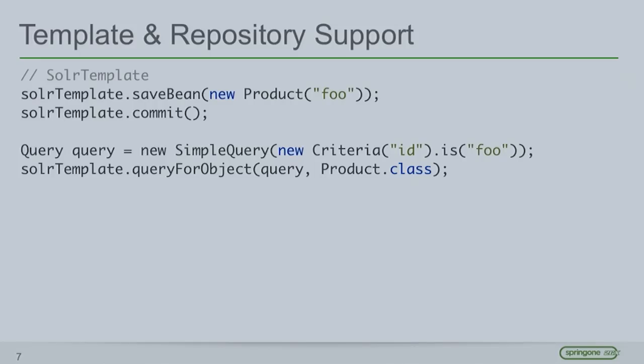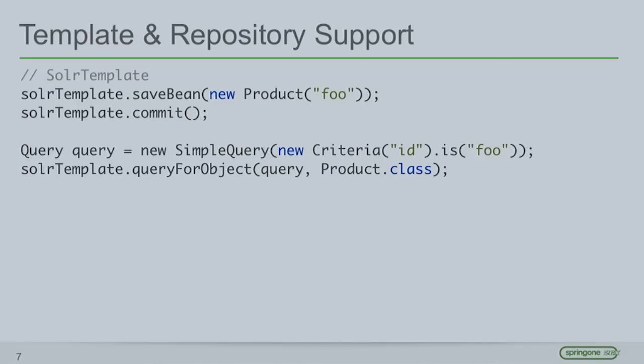We can get those things out of there just by using the criteria API, telling Solr to get to the ID field and request a document with ID foo, and use the Solr template query for object method to get it out from there. There's one thing I want to mention about the transactions of Solr.